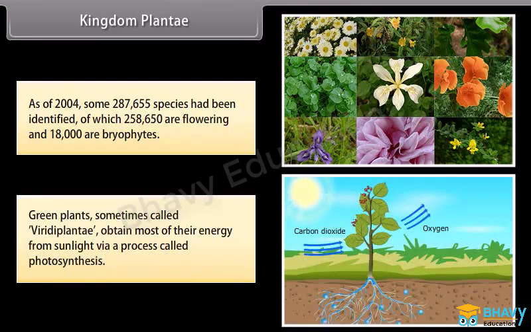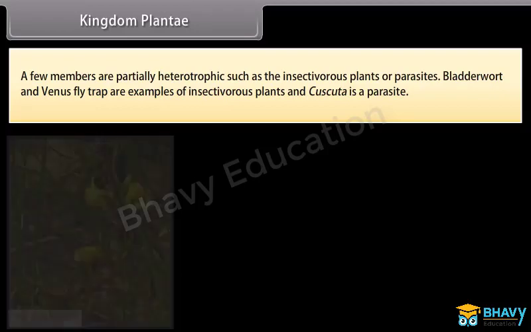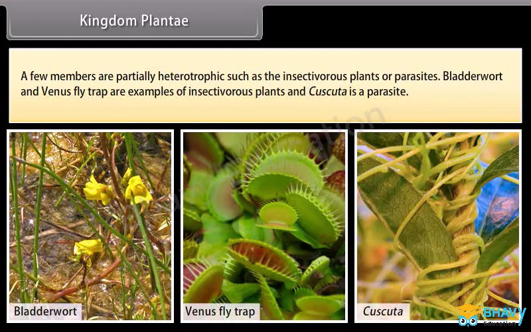Green plants, sometimes called viridiplantae, obtain most of their energy from sunlight via a process called photosynthesis. A few members are partially heterotrophic, such as the insectivorous plants and parasites. Bladderwort and Venus flytrap are examples of insectivorous plants, and Cuscuta is a parasite.